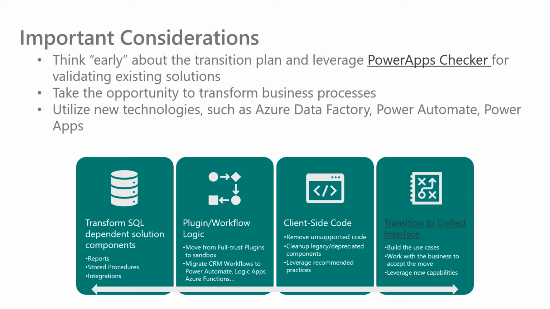While doing so, evaluate the current code and make sure to remove any deprecated and unsupported code in your plugins. Consider migrating your existing CRM workflows to Power Automate, Logic Apps, and Azure Functions. Evaluate your existing client code for unsupported code and remove any legacy and deprecated code. Finally, have a UCI transition plan. So consider how you will work on transitioning to the Unified Interface. If you're not sure, visit the Unified Interface Playbook in the Microsoft Docs.